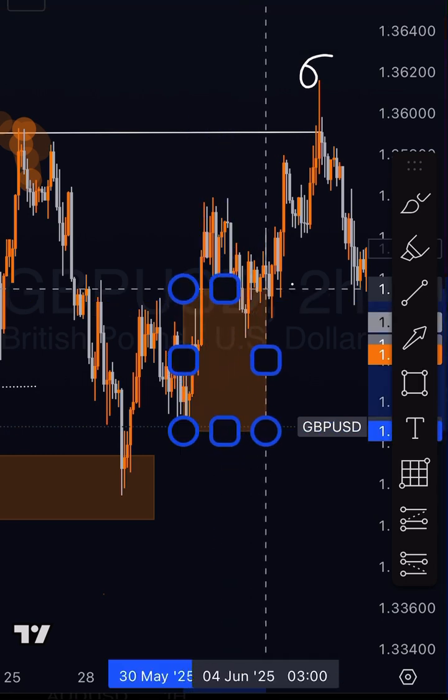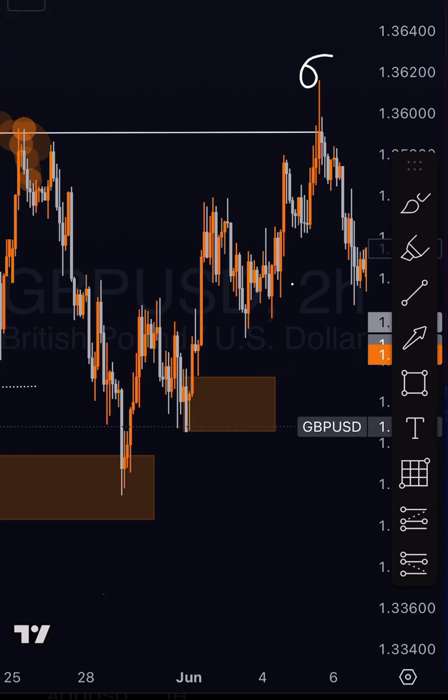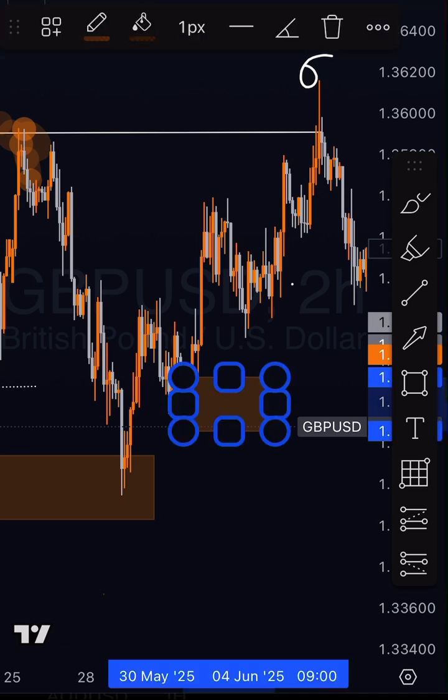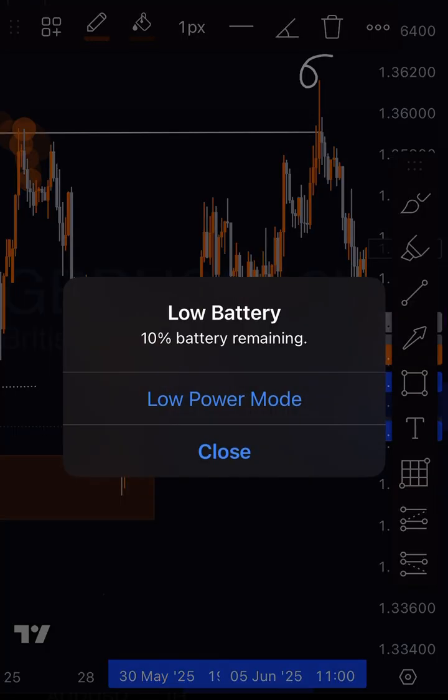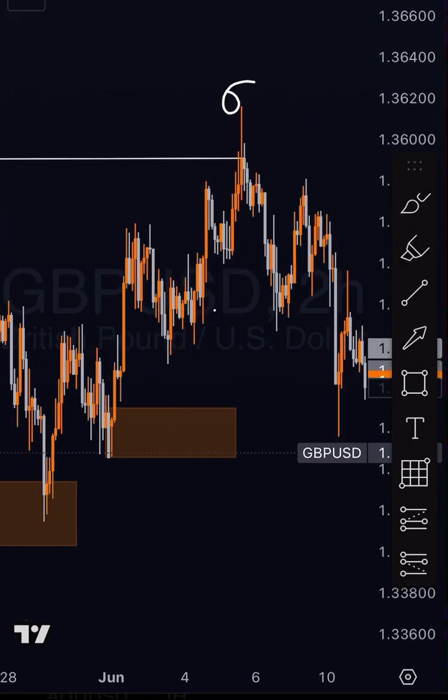So let's look at the unmitigated order block and what it did. My unmitigated order block is this. Why do I choose this one? Because it hasn't been mitigated by price yet. I'm using my phone and my battery is low, so let me do this quickly so I can charge it.